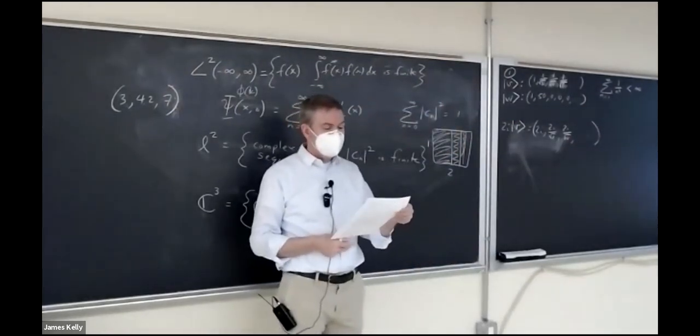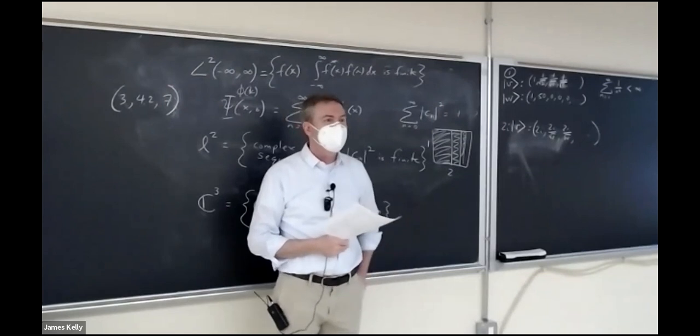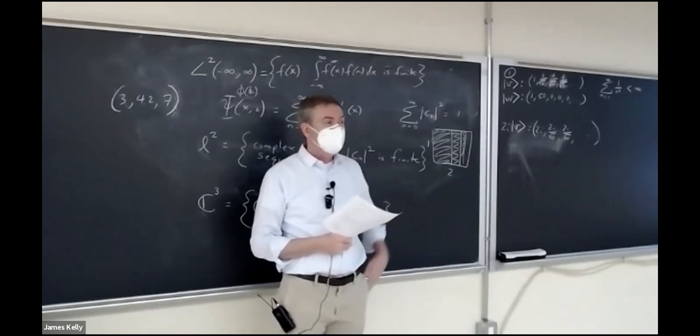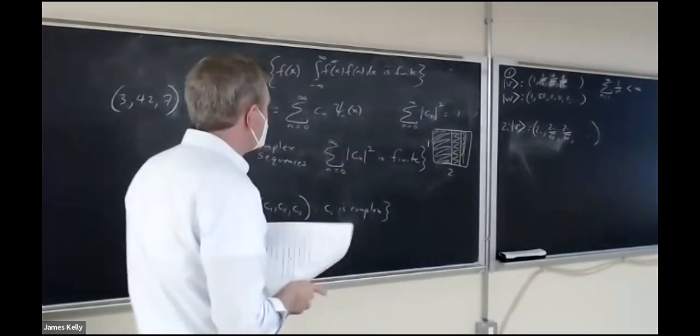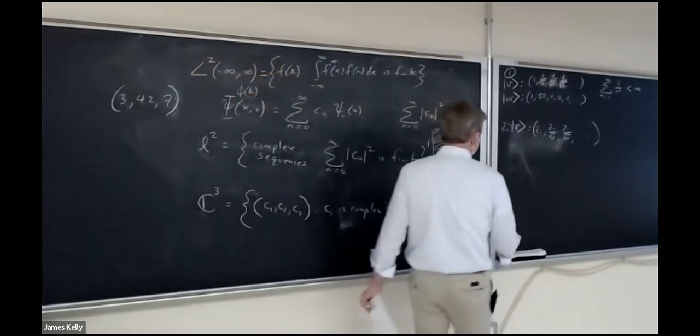Any more questions about 1 or different ways of thinking about it? I'm just giving sequences. A sequence is just a sequence of numbers separated by commas, and they've got to be square summable. They can't diverge when I add them all up.